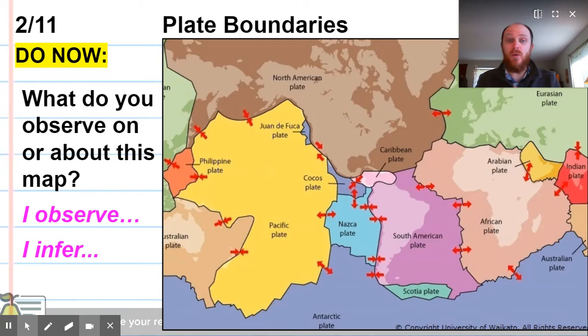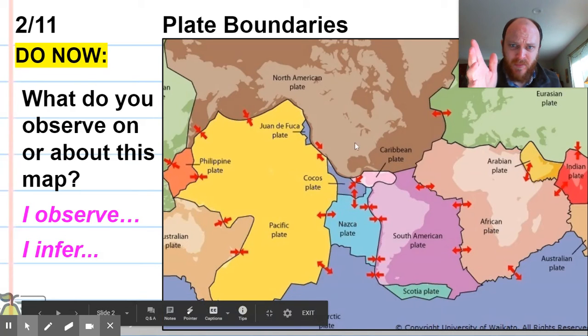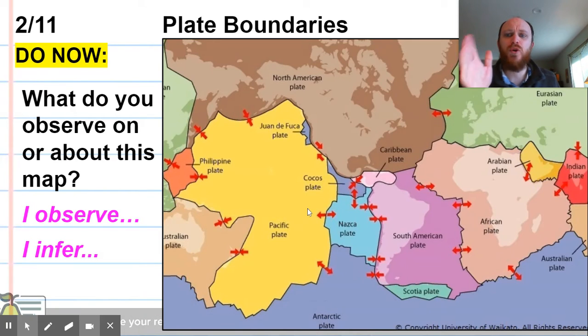So I want you to take a second to look at this map. Look carefully. This is a map of the world. You might not realize it because of the colors, but look and find. Here's North America and South America and Africa and Europe over here. What do you observe? What do you infer? Pause the video, answer the questions, and we'll keep going from there.